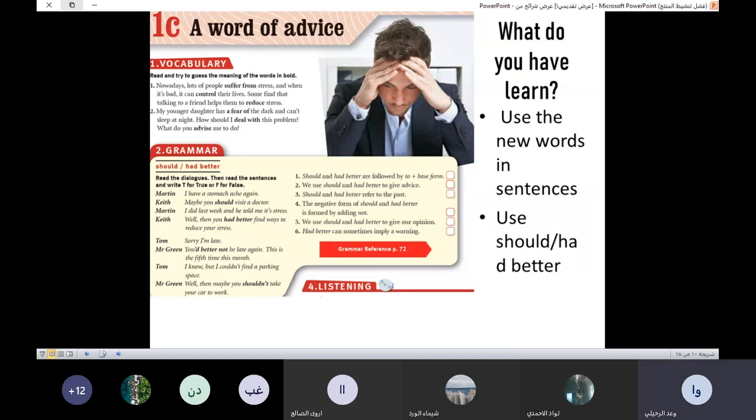Okay, and then we have very easy grammar, should and had better. Of course, you know the meaning of should. What about had better? What is the meaning of had better? Not supposed to, I will say it's not you supposed to do something. You had better stay at home or you will get the virus. Had better means the best thing to do. Yes, thank you. So it means that either you do this thing or something bad will happen to you.